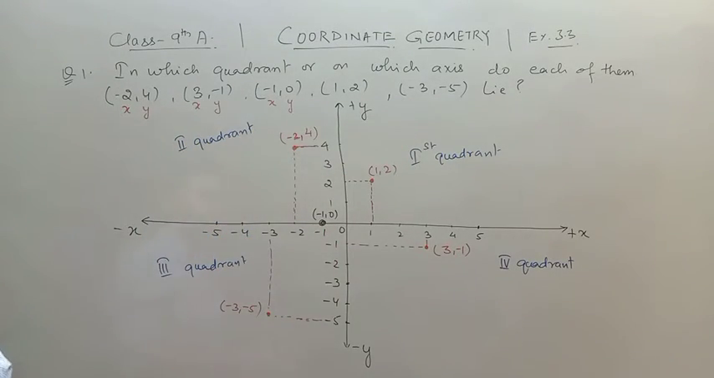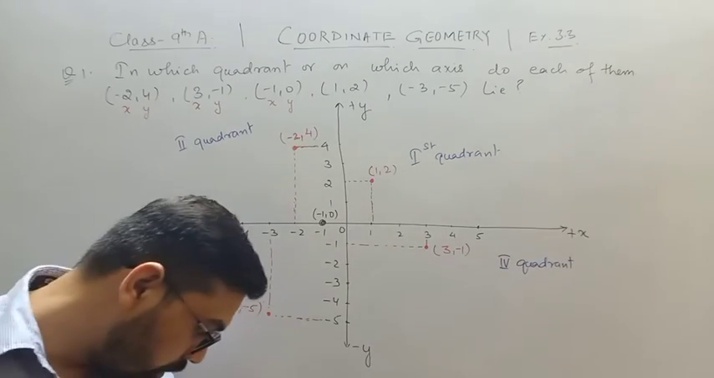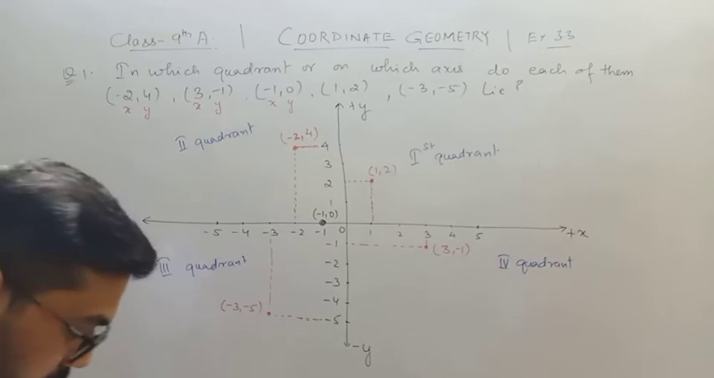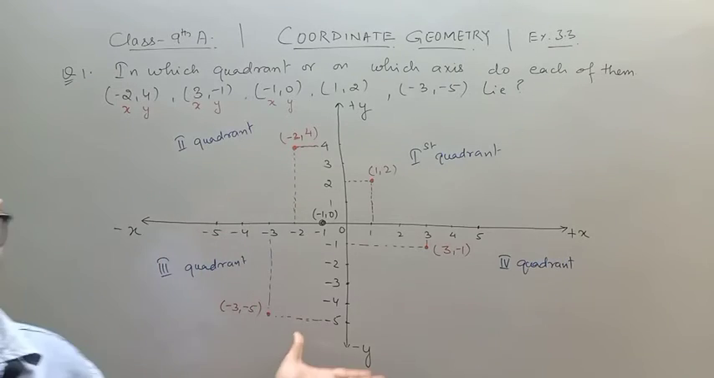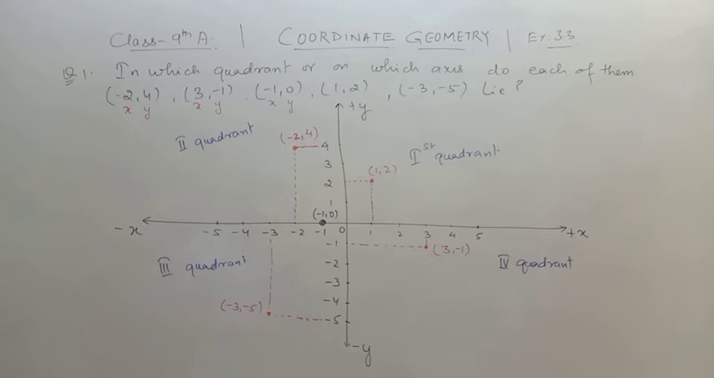So in this way you just plot all these 5 given points on the Cartesian plane. Please note it down fast. Verify your answer by locating them on the Cartesian plane. So this is how you need to solve this question. This is the first question of your exercise 3.3, page number 65 of your NCERT.